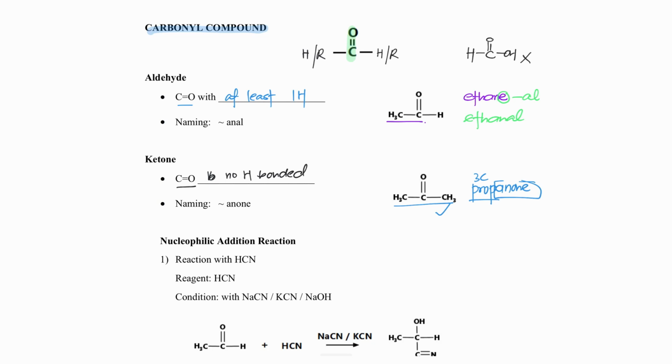So next, we will go into the chemical reactions of carbonyl compound. So we have nucleophilic addition reactions for carbonyl compound. Since carbonyl compound is unsaturated, where carbon is with the double bond O, it undergoes addition reaction. And the type of addition reaction for carbonyl is nucleophilic because it is reacting with a nucleophile. So let's go in detail for it.